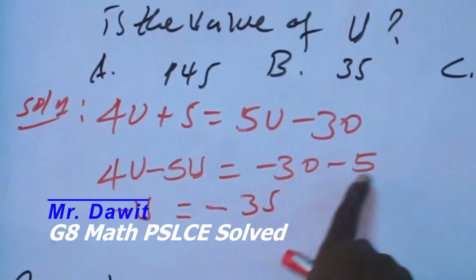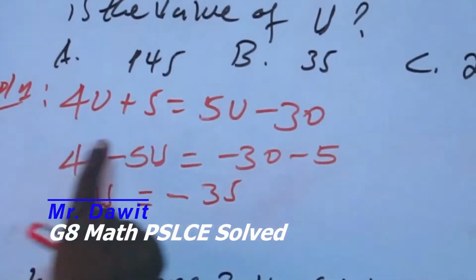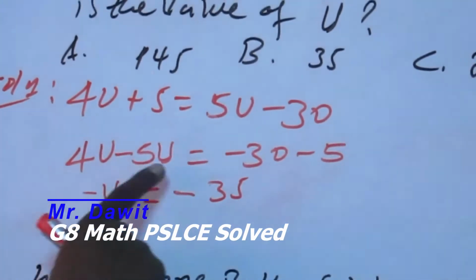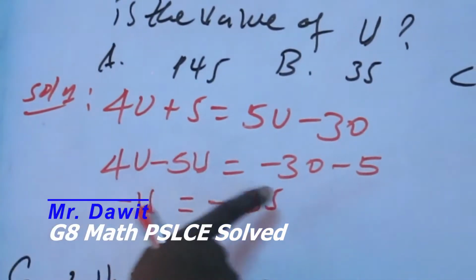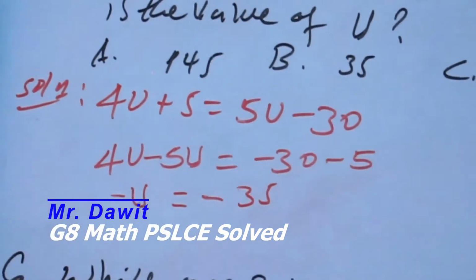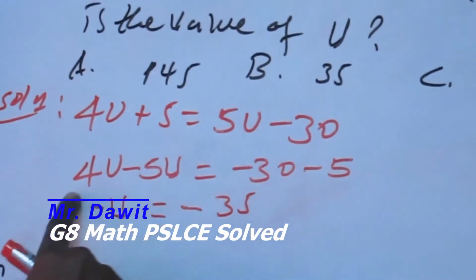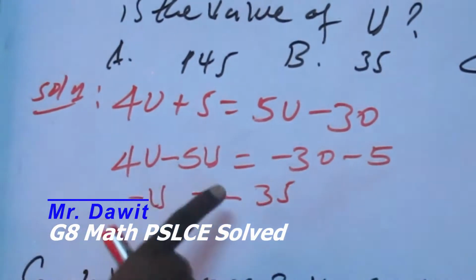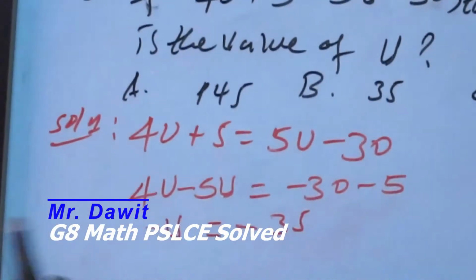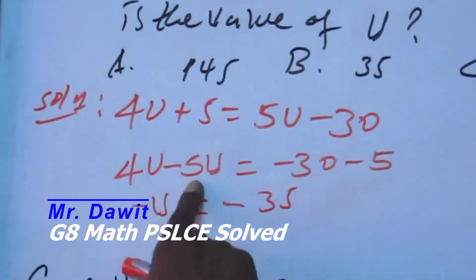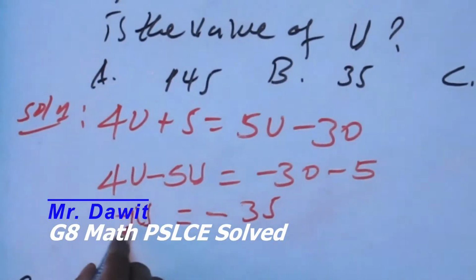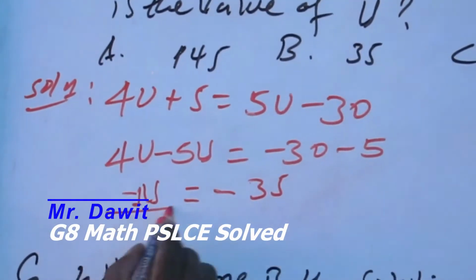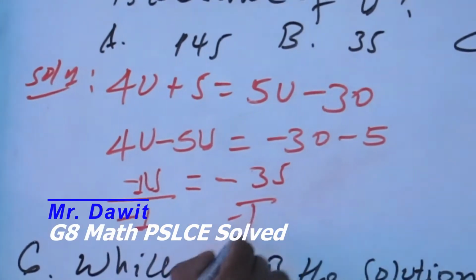4u minus 5u is equal to negative 30 minus 5, and 4u minus 5u means just subtracting coefficients, okay? When adding or subtracting variables, we only add or subtract the coefficients for the four operations. The variables stay as they are. That means 4 minus 5 is negative 1. This means there is a coefficient negative 1 here. Now let's divide by negative 1, okay? By negative 1.